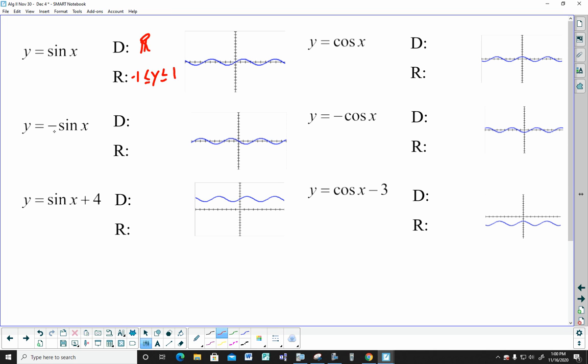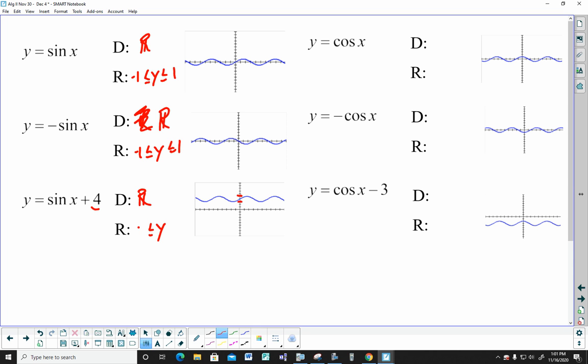When you have a negative sin x, now make sure you use negative, not subtraction. It looks similar. All reals, and it's still trapped between -1 and 1. Okay? Now this one's been lifted 4 units up. So if it was lifted 4 units up, it's going to be trapped between 3 and 5.